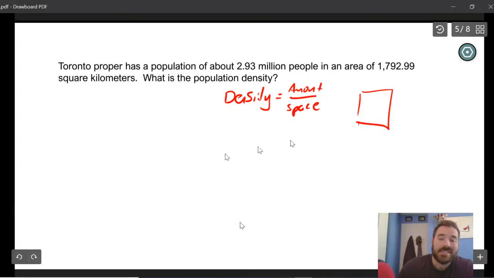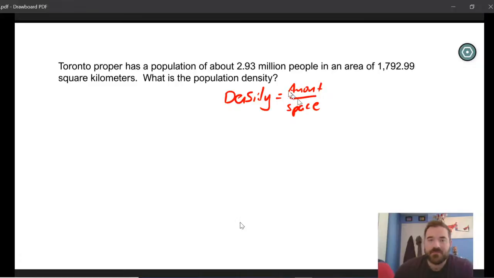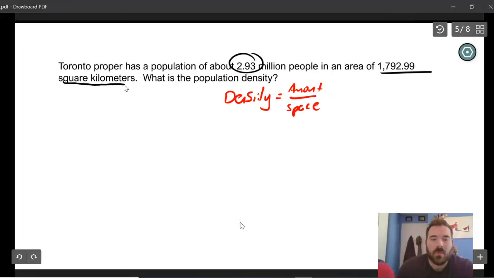And it's going to be given as a unit rate. So we like to calculate density as the amount of something per 1 unit of space. So here we're talking about Toronto proper, which is just downtown Toronto, so not the suburbs, but Toronto proper has a population of 2.93 million people. And they all live in an area that's 1,792.99 square kilometers. So let's write down the information that I know.